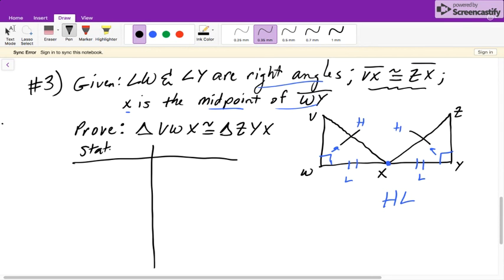I might run out of room for this. So if I do, I'm just going to have to scroll down, and then you're just going to have to lose the given information that's there, but we'll have it written already. Remember, the first thing that we do is we write what is given. So since we're starting from scratch, I'm going to write this all. Angle W and angle Y are right angles.